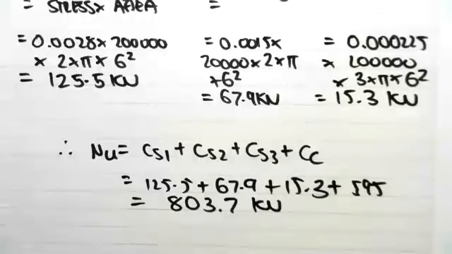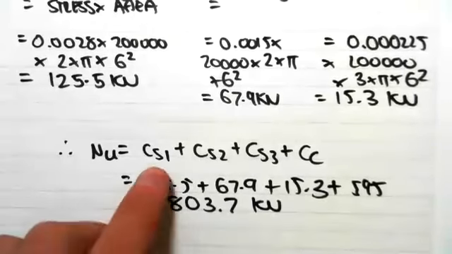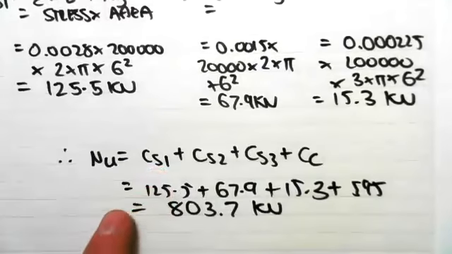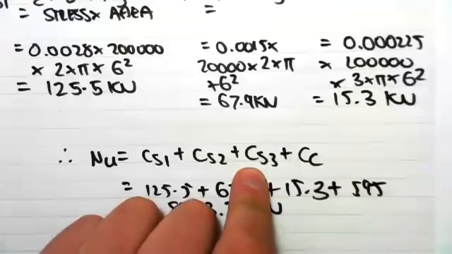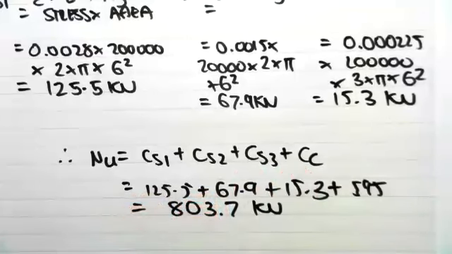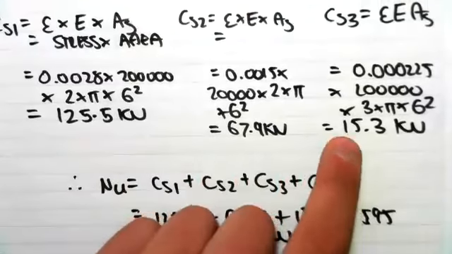Hey guys, I'm continuing straight on from the previous video. So the next thing we're going to do is just find our axial load, which is given by the compression in steel 1 plus compression in steel 2 plus compression in steel 3 plus the compression in the concrete. So we found all these values from before.